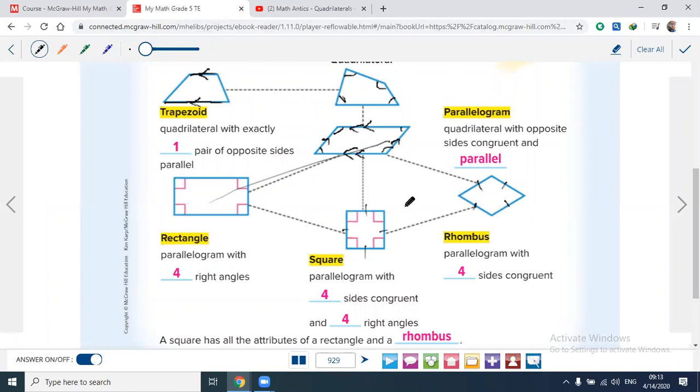So now I can say a quadrilateral is said to be a trapezoid if it has only one pair of opposite sides parallel. A parallelogram has two pairs of opposite sides that are parallel and congruent. A parallelogram becomes a rectangle if it has four right angles, becomes a rhombus if its four sides are congruent, and becomes a square if it has four congruent sides and four right angles.